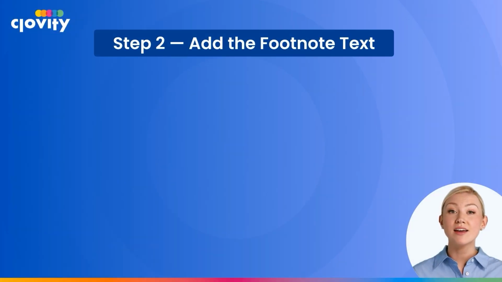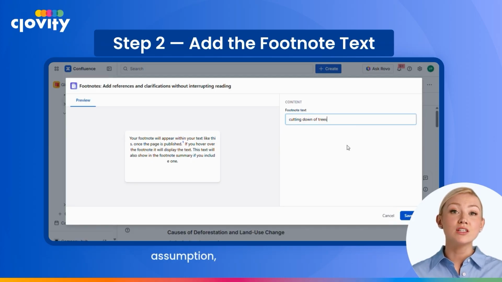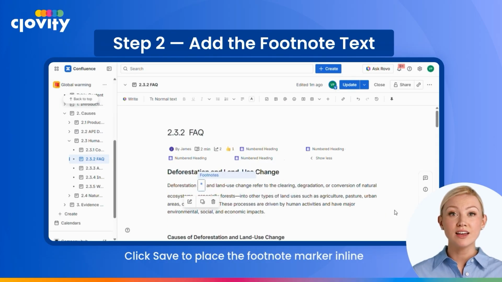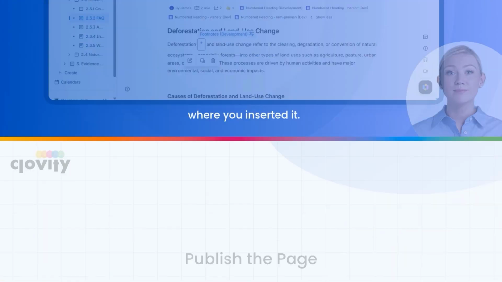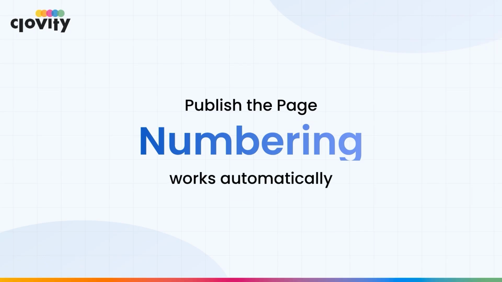Step 2. Add the footnote text. In the Setup panel, enter the title. This is the footnote content users will see on hover. For example, a source reference, a definition, an assumption, or a short clarification. Click Save to place the footnote marker inline where you inserted it. Now we'll publish the page and see numbering work automatically.